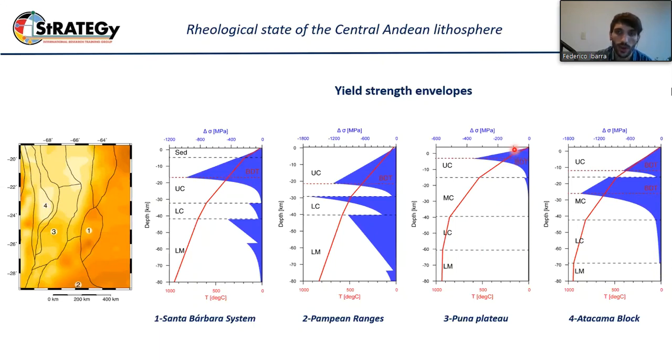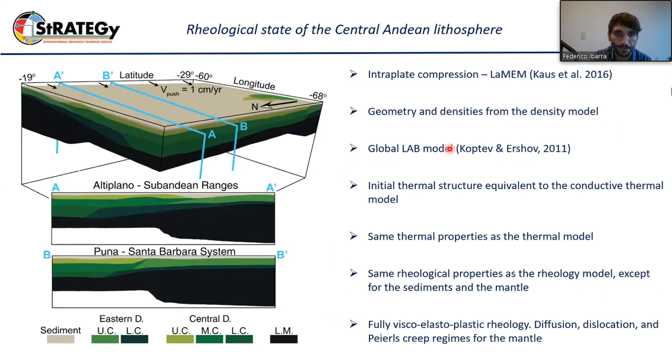This is consistent with the variations in the geothermal gradients, with high gradients in the Puna Plateau and the Atacama Block compared to the Pampean Ranges and the Santa Barbara system. And also the location of the model brittle ductile transitions varies with the thermal field, as these are deeper in the Santa Barbara system and the Pampean Ranges, and shallower in the hotter Puna Plateau.